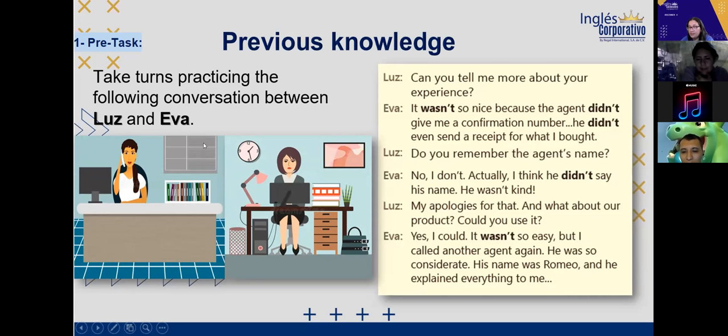Questions o alguna palabra que consideren difícil o que no sepan? Kind in this case. Kind. En este caso, kind is amable. He wasn't kind. He was very kind. Yes. O cuando alguien les hace un favor, se dice, oh, thank you so very much. You are so kind. Oh, very kind of you. Thank you, teacher. Yes. Repeat, please. No more. Ah, okay, perfect.